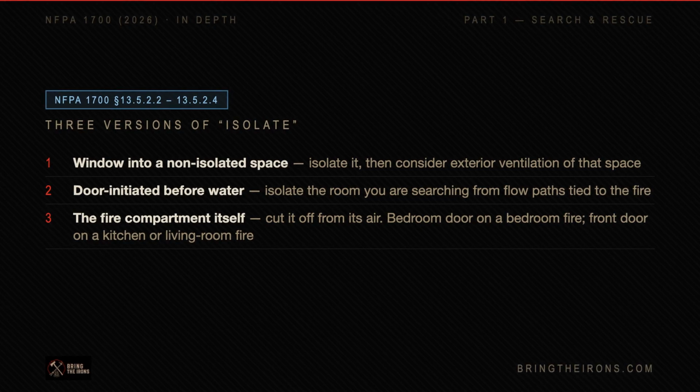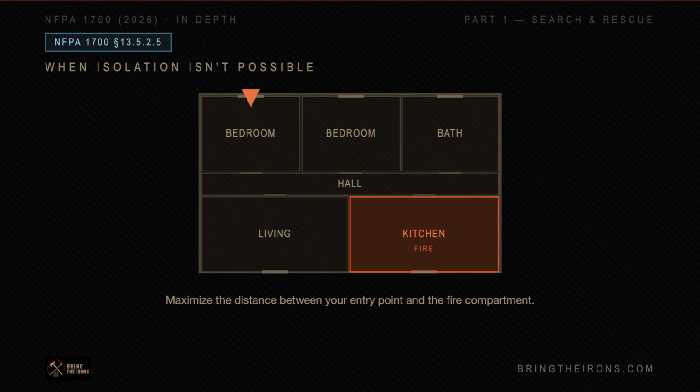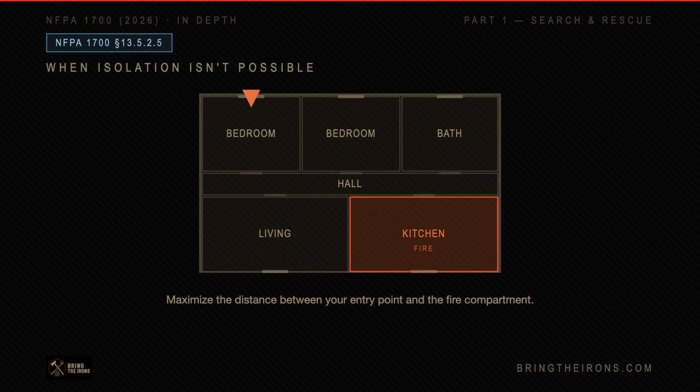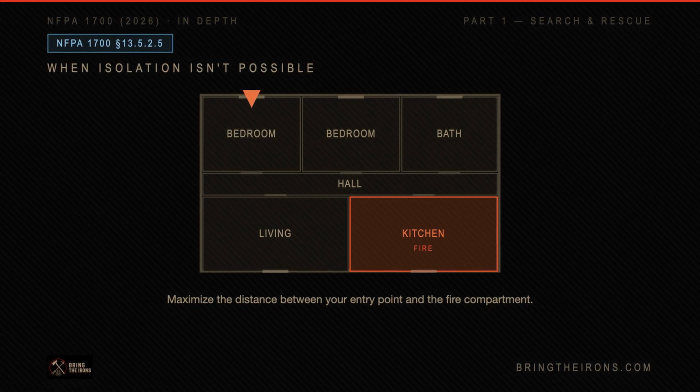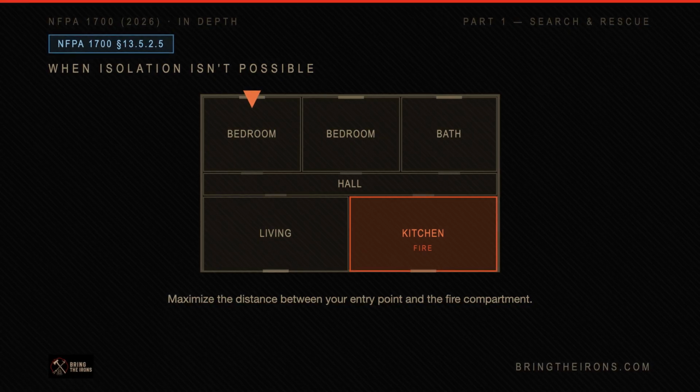Close the bedroom door on a bedroom fire. Close the front door on a kitchen or living room fire. And if you cannot isolate, if you are going in a window ahead of suppression and there is no way to shut that space off, the standard says maximize the distance between where you enter and the fire compartment. In plain terms, if you have a choice, enter furthest from the fire.